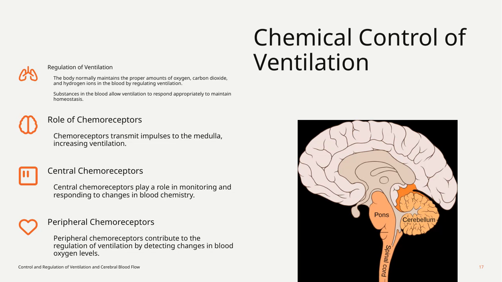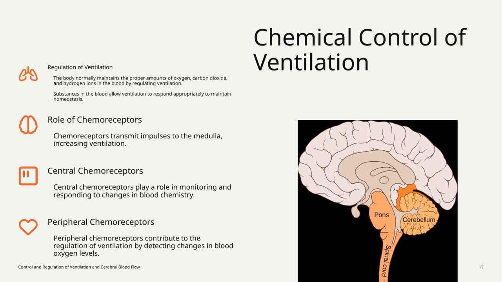Now, let's explore how ventilation and cerebral blood flow are controlled and regulated. First, the body works hard to keep the right balance of oxygen, carbon dioxide, and hydrogen ions in the blood by adjusting ventilation accordingly. This process relies on substances in the blood that signal when adjustments are needed, helping us maintain homeostasis. Central to this regulation are chemoreceptors, which send impulses to the medulla to increase ventilation when necessary. Central chemoreceptors, in particular, monitor the blood's chemistry, especially the levels of carbon dioxide and hydrogen ions, and respond accordingly.